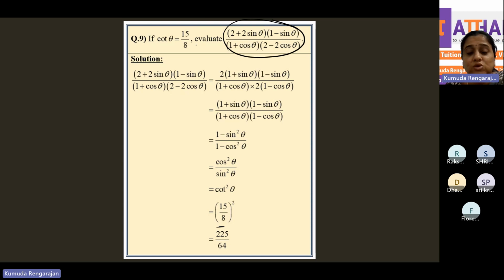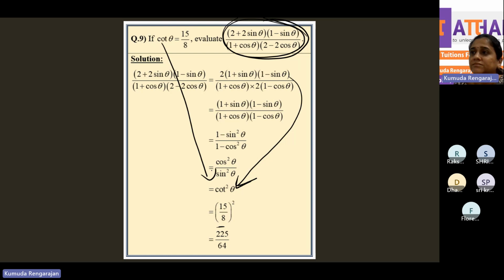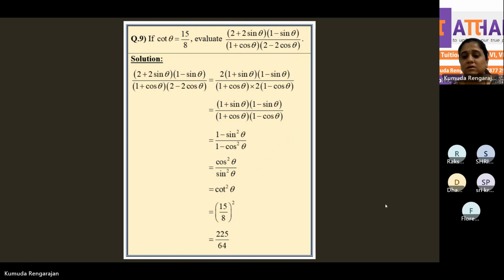It's not that you should substitute the values directly. Whenever it is possible to simplify like this, I've done it. See, this one is nothing but cot square theta. This one is nothing but cot square theta. You can simplify like this and then apply the value given. You can also do it like this. I'll share all these images on WhatsApp.